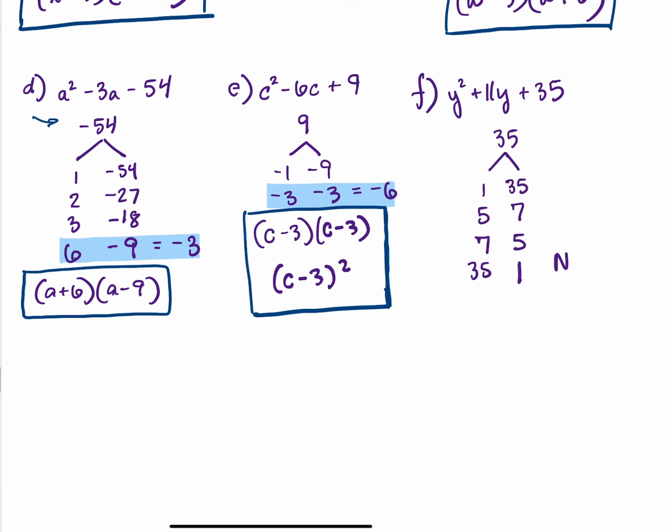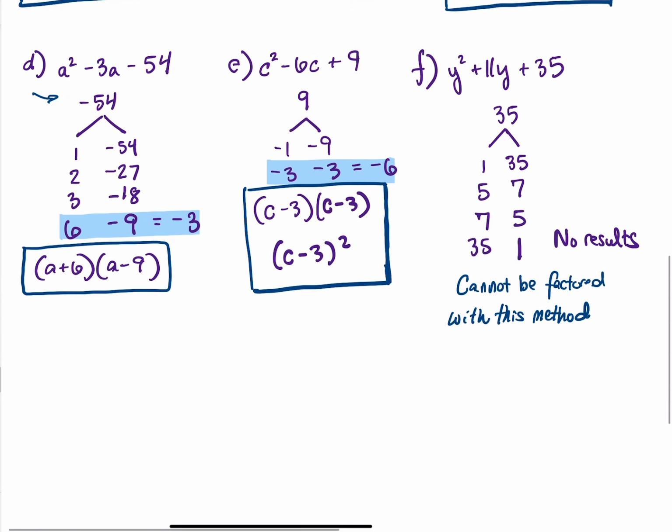So this gives us no results. Meaning there's no two, at least integer numbers that have this ability to multiply to equal 35 and add up to 11. That doesn't mean that this can't be factored, but it can't be factored with this method. So this will be a to be continued. We'll have to save this for maybe a later section or possibly college algebra.